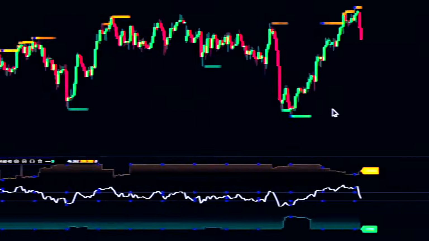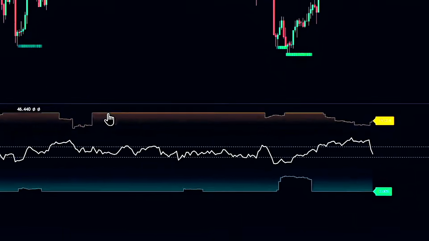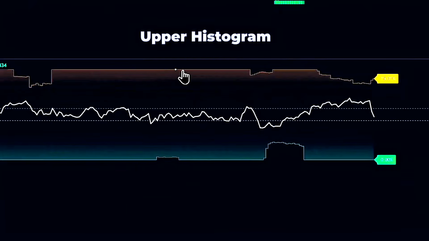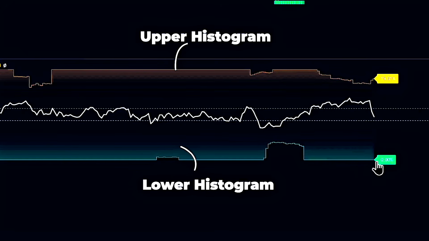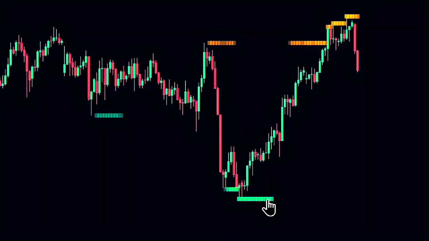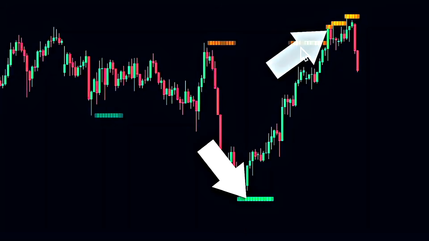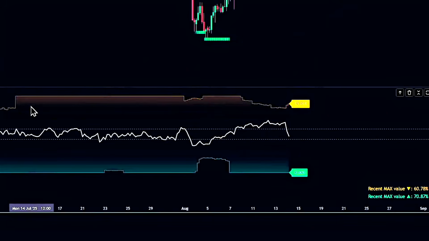First, you'll notice histograms attached to the oscillator pane. The upper histogram represents the probability of price moving down toward the mean. The lower histogram represents the probability of price moving up. Second, the indicator draws semi-transparent zones directly on your price chart whenever mean reversion odds are elevated.